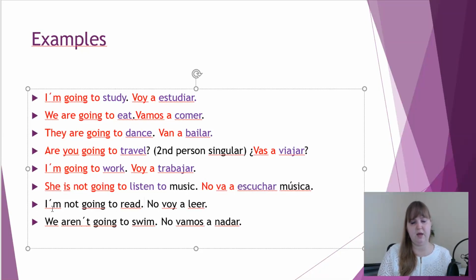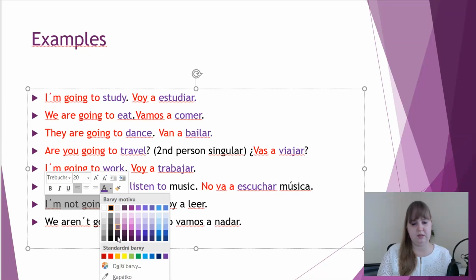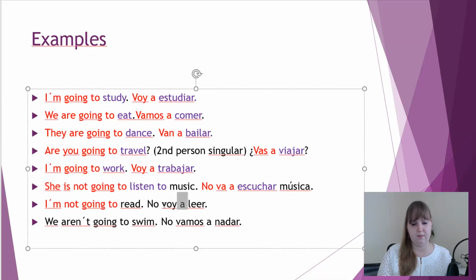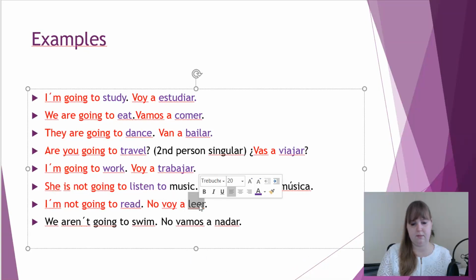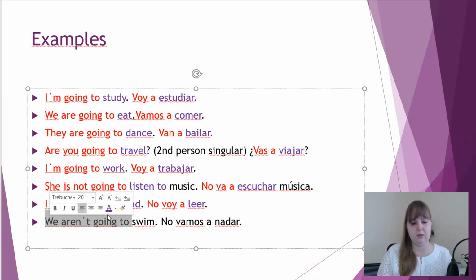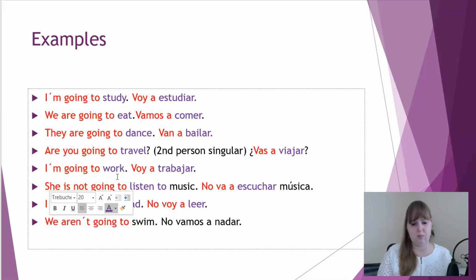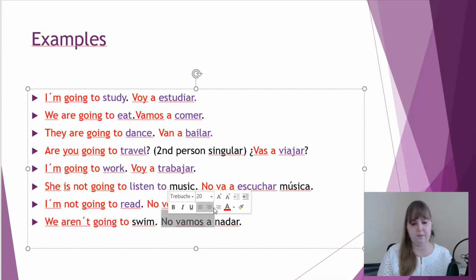Then the sentence, I'm not going to read. I am not going to means no voy a. And the verb read means leer in Spanish. And the last sentence, we aren't going to swim. We aren't going to means no vamos a. And the verb swim means nadar in Spanish.